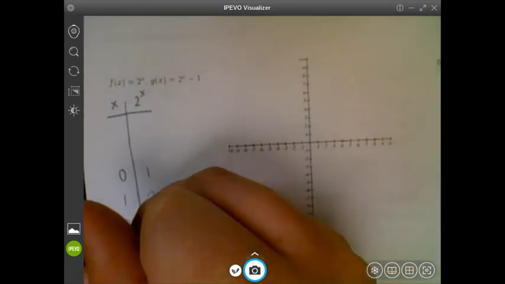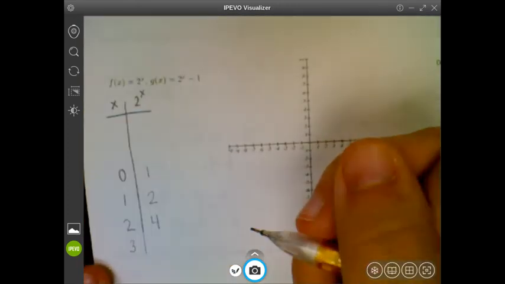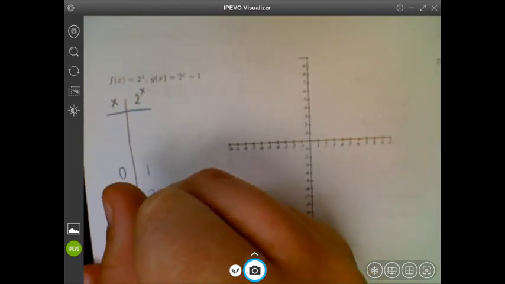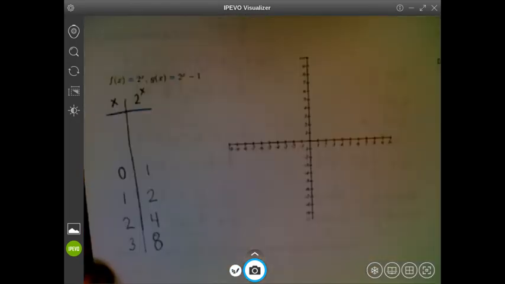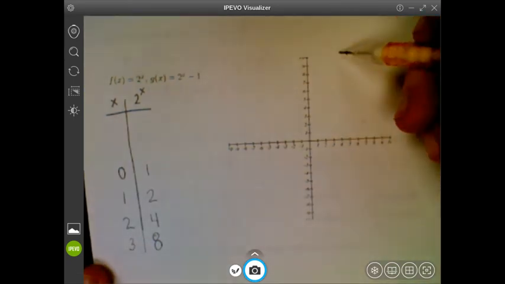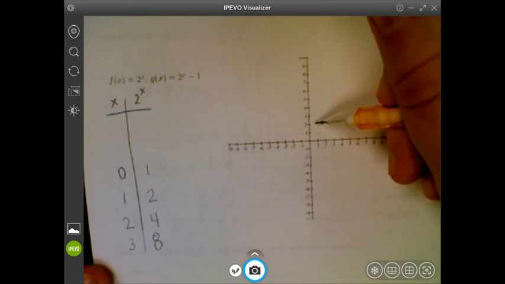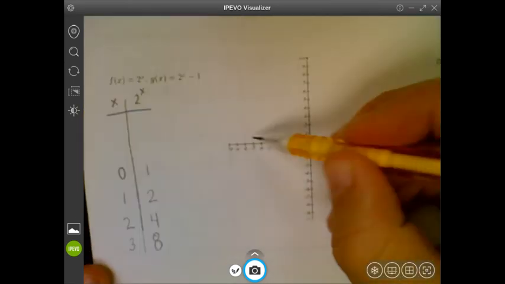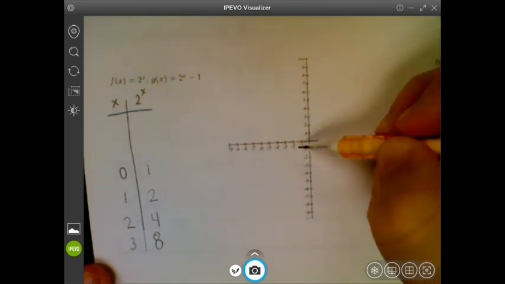If you wanted to put another one on here, you could, right? 3. So 2 to the power of 3, that would be 2 times 2 times 2, so that would be 8. So 2 cubed is 8. And so what we would see right now is this portion of the graph. And what we also want to see is this portion as well. So we want to see what's happening both in the negatives and in the positives.